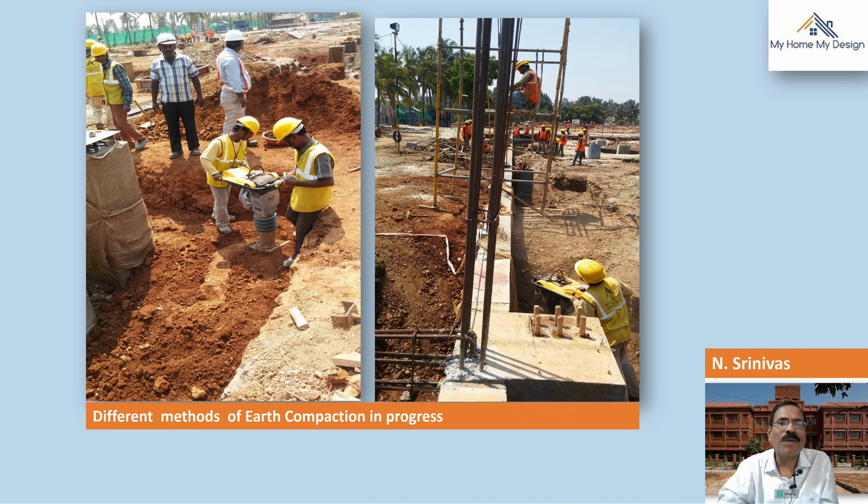See again the monkey jumper. In this photograph you can make out this is a confined area. Plate vibrators are not possible here, so that is the reason people are using the monkey jumper or spring vibrator. Here also the compaction has been done with a plate vibrator. Here column reinforcement is going on, but on the ground the surface has been prepared to receive PCC.